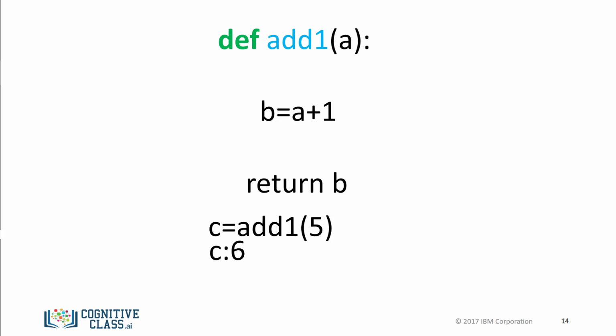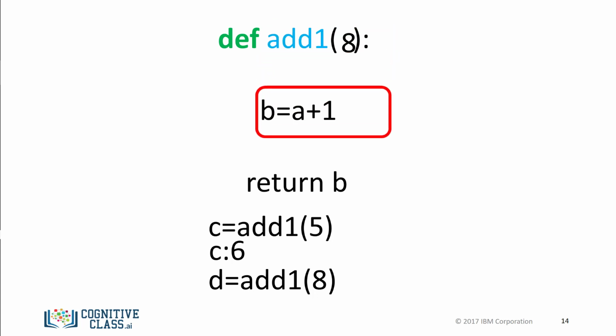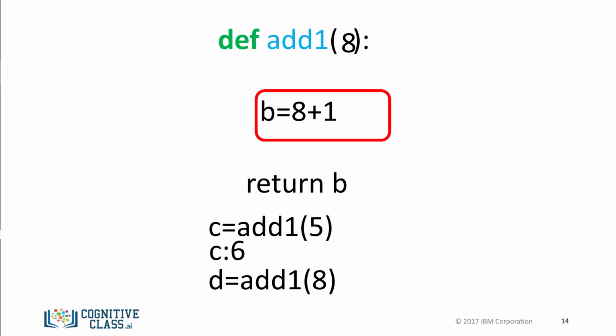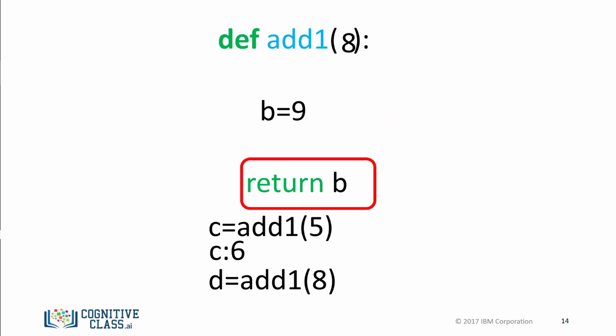If we call the function again, the process starts from scratch. We pass in an 8. The subsequent operations are performed. Everything that happened in the last call will happen again with a different value of a. The function returns a value, in this case 9. Again, this is just a helpful analogy.